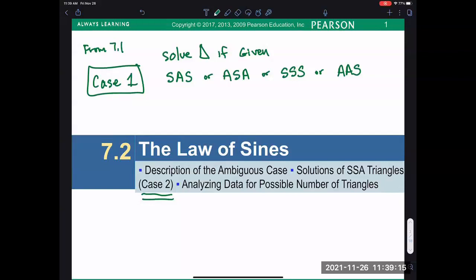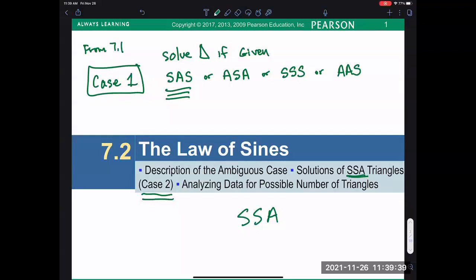So in case 2, we're now going to consider this side, side, angle. So like the side, angle, side from case 1, we are given 2 sides and an angle of the triangle. But in this case, the angle's not between the 2 sides, whereas in case 1 it was.